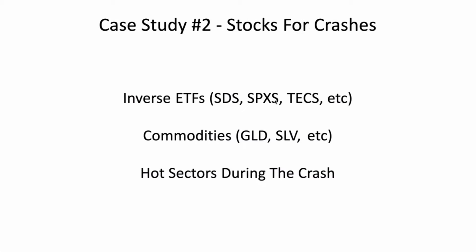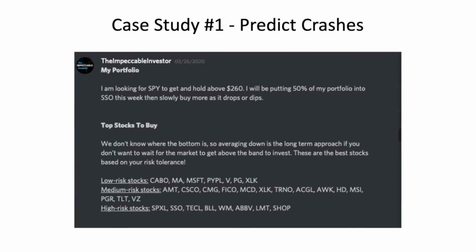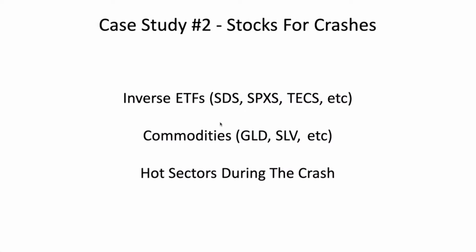And because of that, those are some great things to put at least a partial piece of your money into. As you can see here, I recommended about 20% of your portfolio into inverse ETFs, and that's kind of where that came from. So again, make note of these: you have SDS, SPXS, and TECS. The first two are inverses for the S&P 500, and TECS is an inverse for tech.